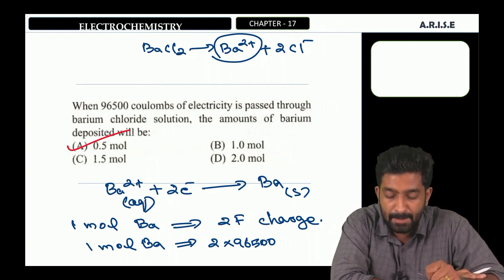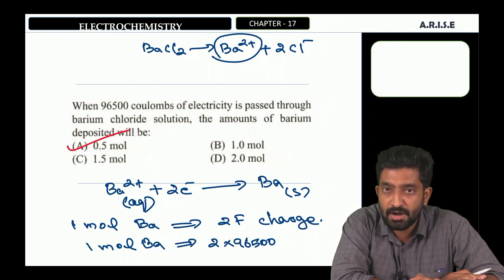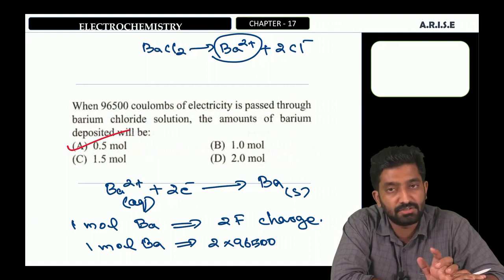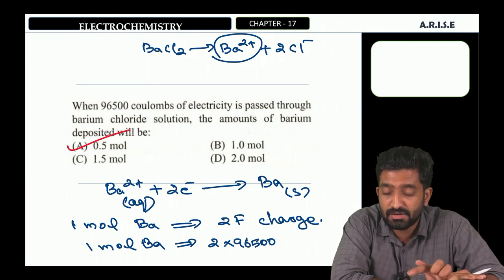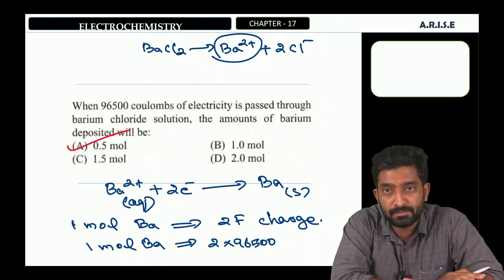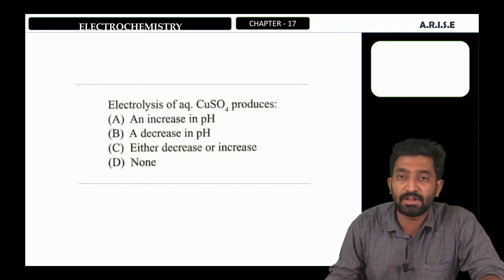It is option A. First of all, we can write the reduction reaction of barium ion. From this equation, we can write 1 mole barium requires 2 Faraday charge, that is 2 into 96,500 charge. Therefore, 96,500 coulombs of electricity passed through the solution gives 1/2 mole of barium, that is 0.5 mole of barium. Okay, I hope it is clear. Then we can go to the next question.